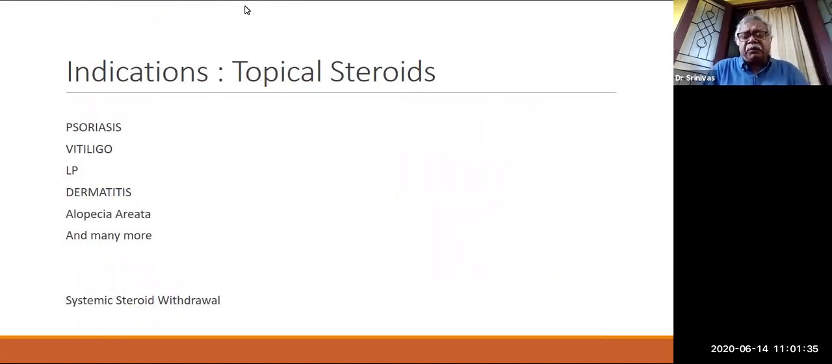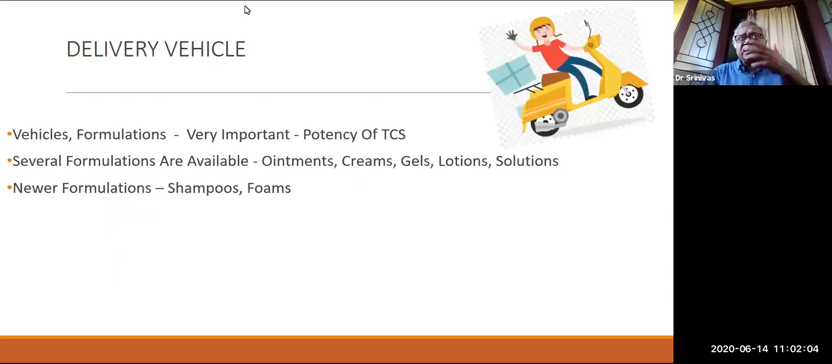The indications of topical steroid are also many. I have just placed some, like psoriasis, vitiligo, lichen planus, dermatitis, alopecia areata, lichen sclerosus et atrophicus, morphea, discoid lupus. There's a huge list in there. But one thing which not many will know is that topical steroids can also be used in a very smart way to withdraw the person from systemic steroids. And in the due course of my talk, I will tell you how it can be practically done. Then, of course, just as with anything else, the vehicle is very, very important.